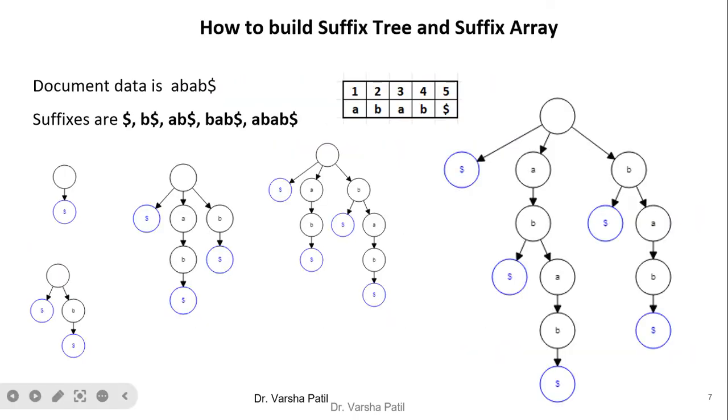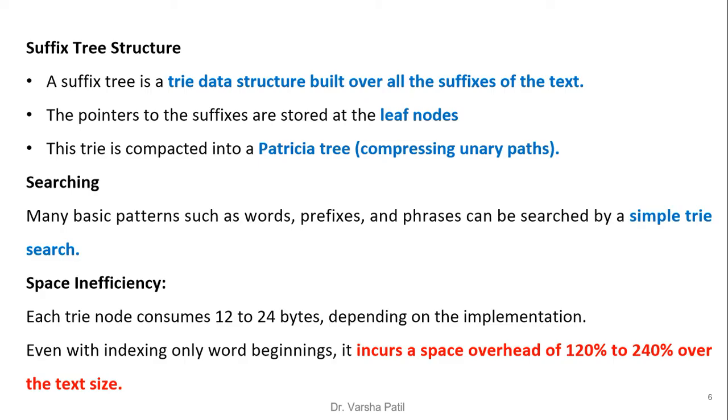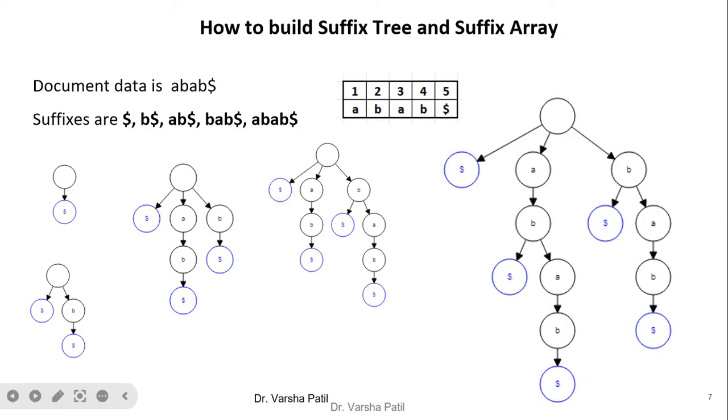Now see the example of how to build the suffix tree and suffix array using the trie data structure and how it is compacted into a Patricia tree. For example, the data is AB and dollar is added at the end. For simplicity we start the location from 1. So 1, 2, 3, 4, 5, data is stored AB dollar. Now we'll first find the suffix patterns. Suffix patterns available are dollar, B dollar, AB dollar, BAB dollar and AB dollar.